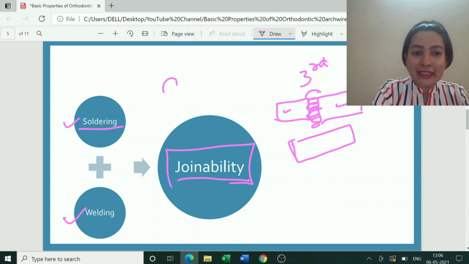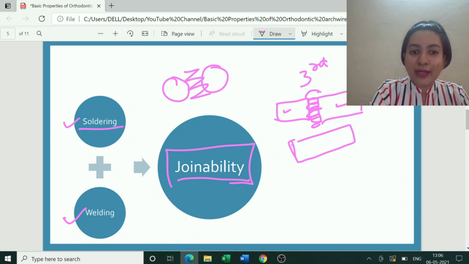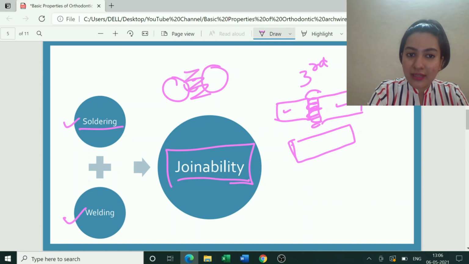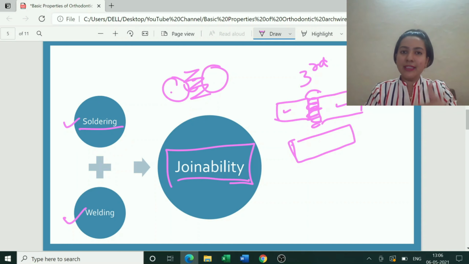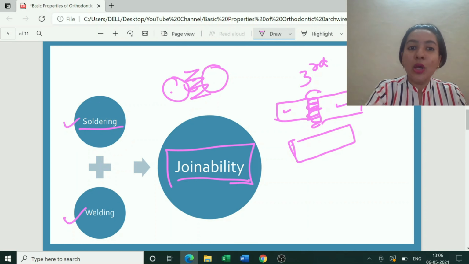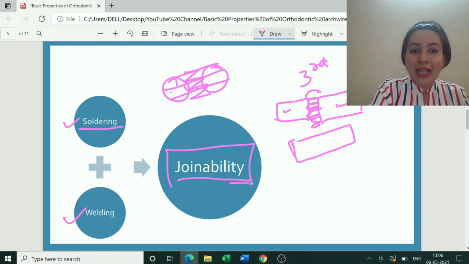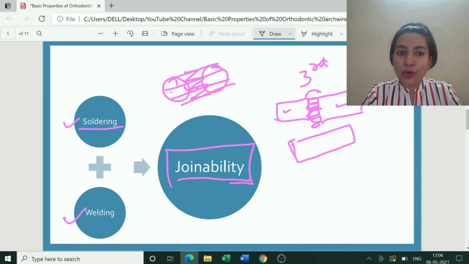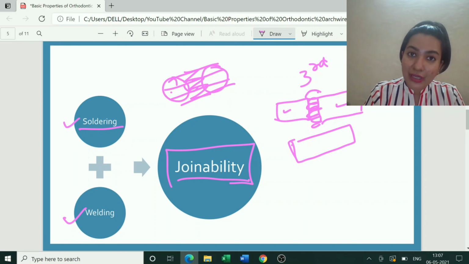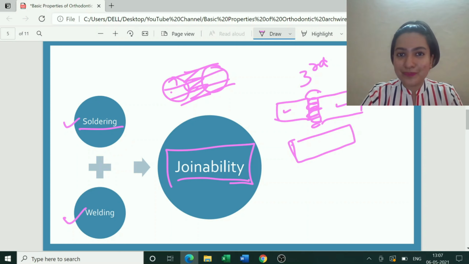Imagine you are joining two metals with the help of a third metal in between, and you are applying heat. When the melting point of the filler is less than that of the parent material, it will easily melt and join the two parent materials. But if the melting point is equivalent to that of the parent material, all three of them will melt. And in case the melting temperature of your filler material is more than that of the parent material, by the time we wait for the filler to melt, my parent material will melt. So this is what you have to remember in soldering.